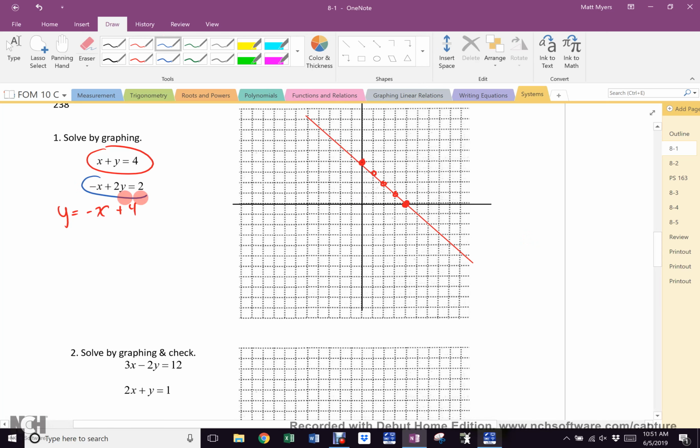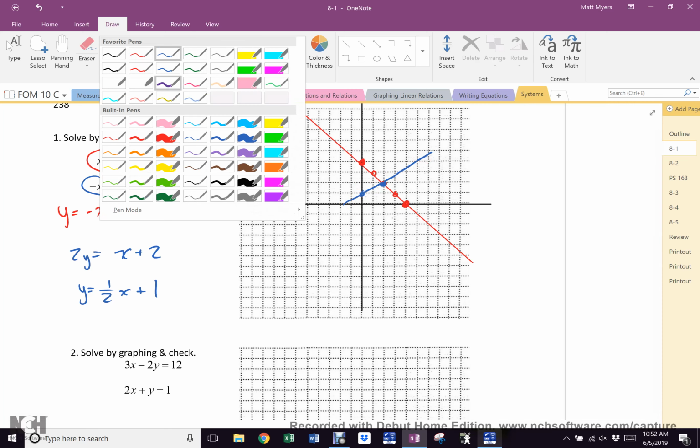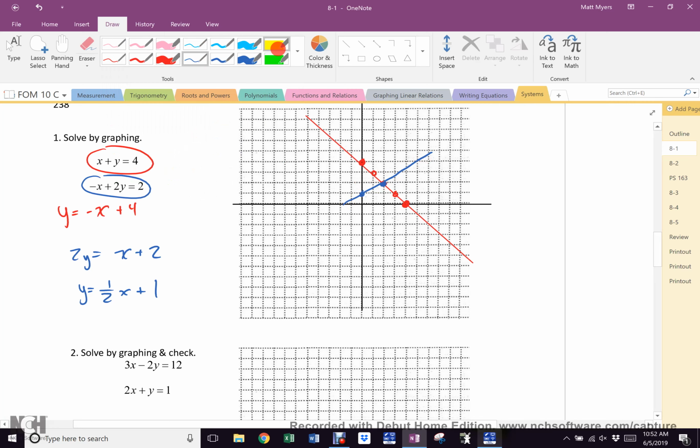Okay. Let's do this guy in blue. What moves? 2y equals x plus 2. Now what? y equals 1/2 x plus what? 1. So I go to 1, and I go up 1 over 2. And what do I see? Up 1, right 2. What happens? They cross right there, which I will do in purple. What is that point? That point is 2, 2, right?